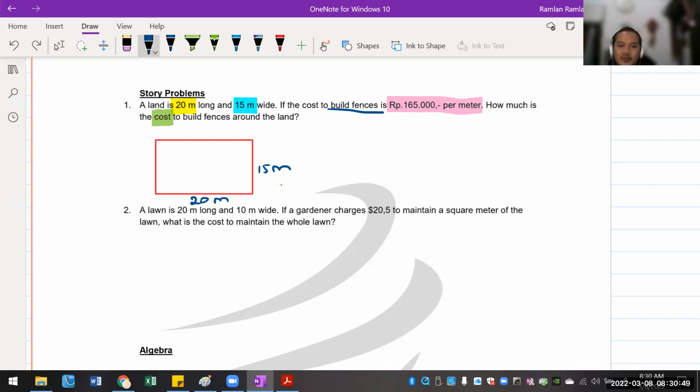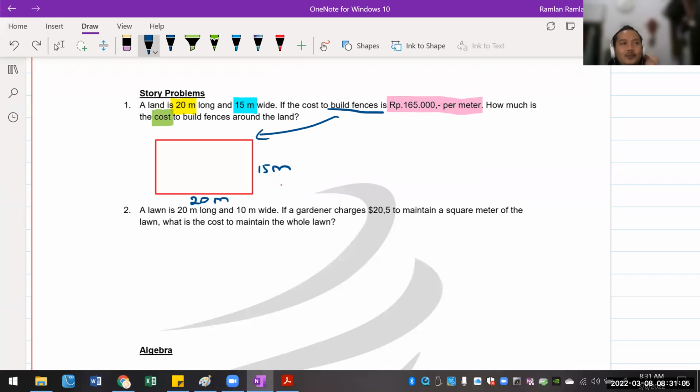Okay, thank you very much, Sharon. So it's connected to the perimeter because again, when you build fences, logically you will build fences right outside of this, right? And if we're just talking about that outside, it means that we're talking about perimeter.